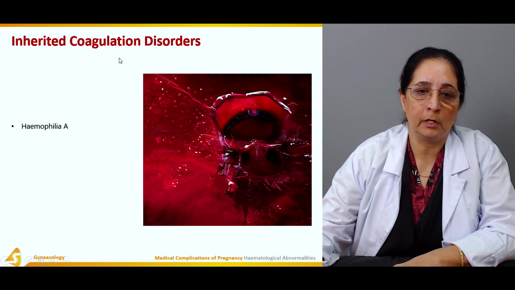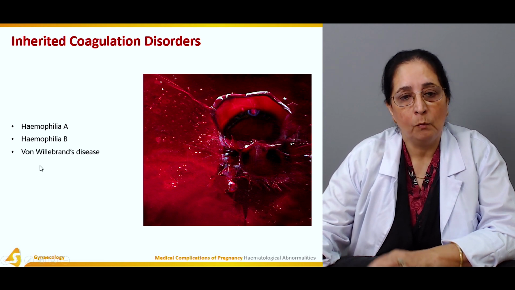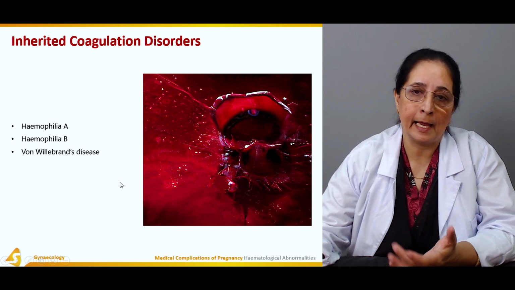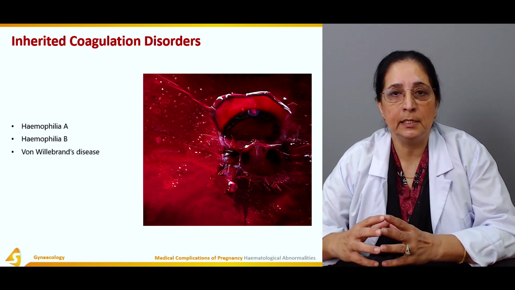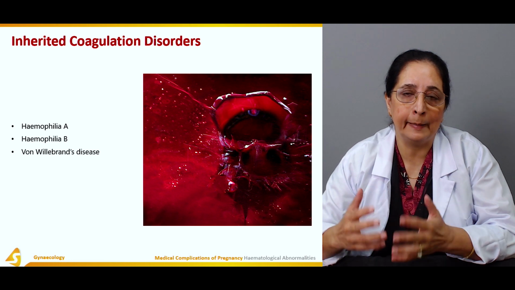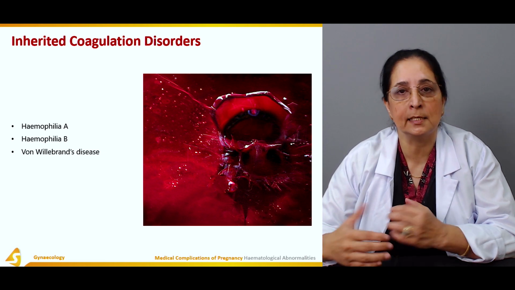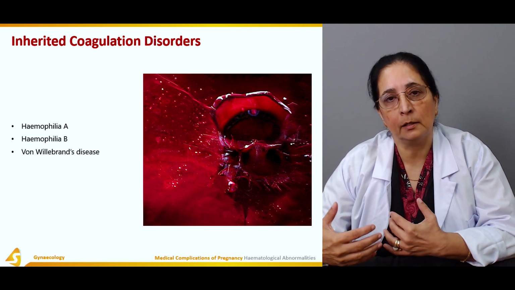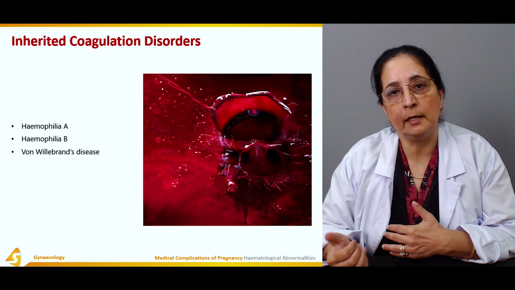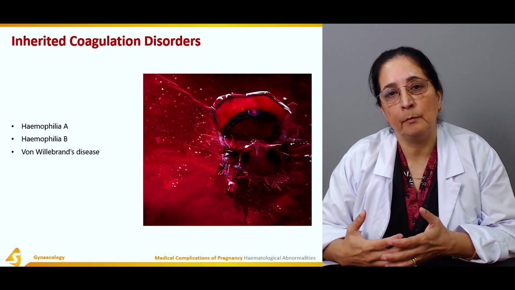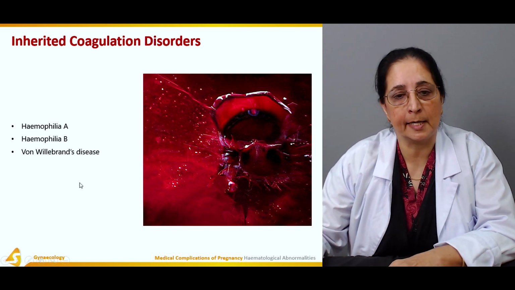Inherited coagulation disorders, very common. We have hemophilia A, hemophilia B, von Willebrand's disease. These are inherited, present at birth, inherited from the parents, and usually these people have bleeding disorders, they bleed. These bleeding disorders occur as a result of some clotting factor deficiency that help in the clotting of the blood, and when they are deficient, usually these people are more prone to bleed. So hemophilia A, B, and von Willebrand's disease.